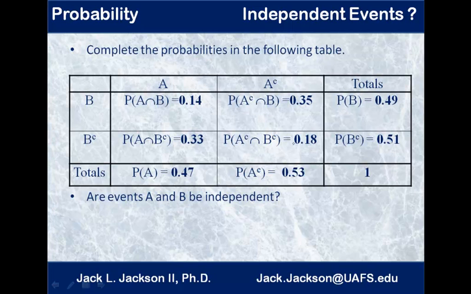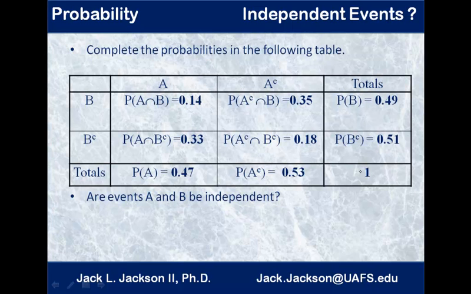And then finally we can get this last one here a couple of different ways. One is by knowing that these 2 add up to be 0.53, so 0.53 minus 0.35 is 0.18. We go down that column. Or of course we could have done it by going across the row either way. So now what we should see is the rows sum up correctly and the columns sum up correctly. 0.14 plus 0.35 is 0.49. 0.33 plus 0.18 is 0.51. 0.47 plus 0.53 equals 1.